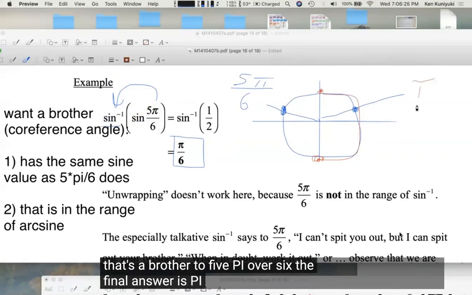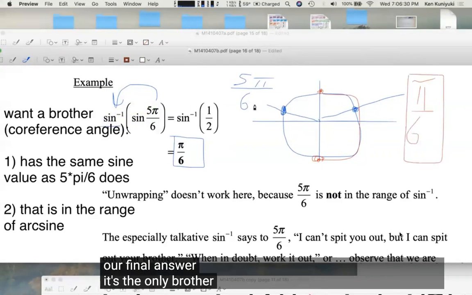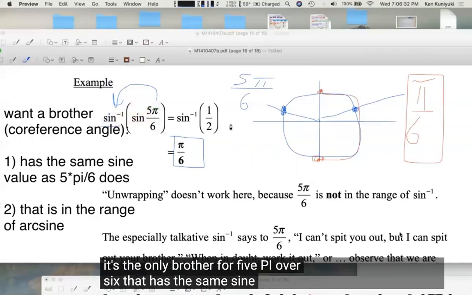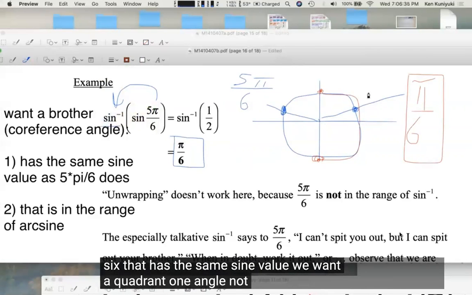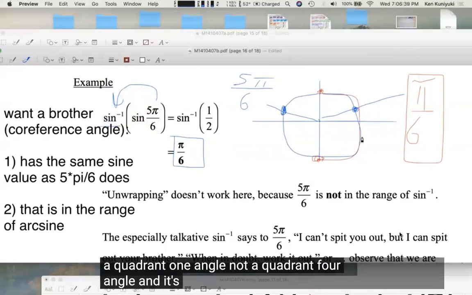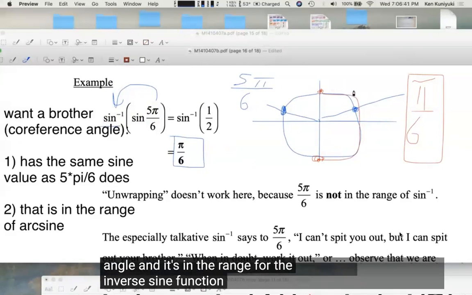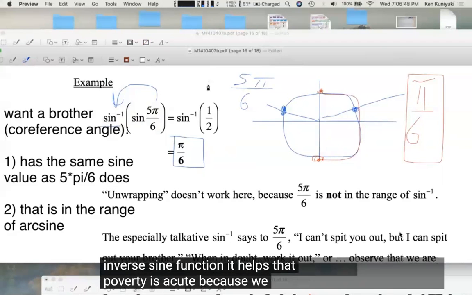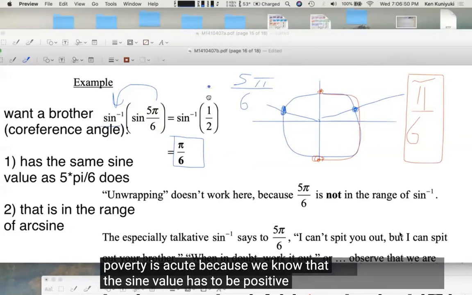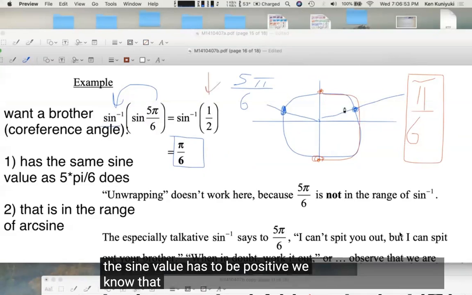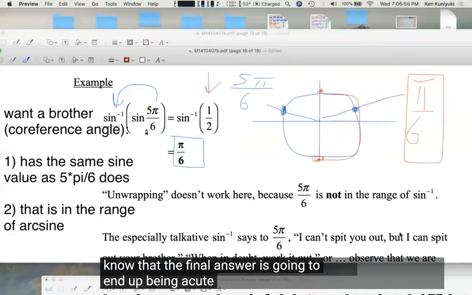The final answer is pi over 6. And that is our final answer. It's the only brother for 5 pi over 6 that has the same sine value. We want a quadrant 1 angle, not a quadrant 4 angle. And it's in the range for the inverse sine function. It helps that pi over 6 is acute, because we know that the sine value has to be positive, so we know that the final answer is going to end up being acute, since this is not quadrantal.